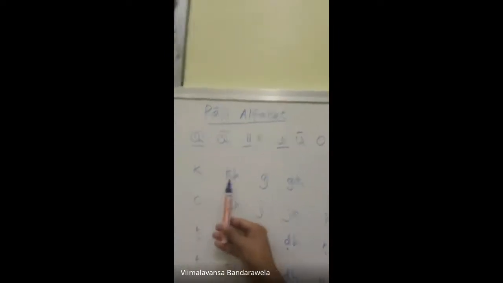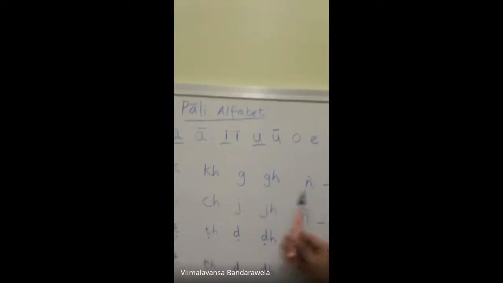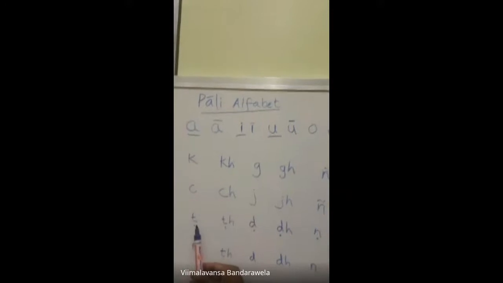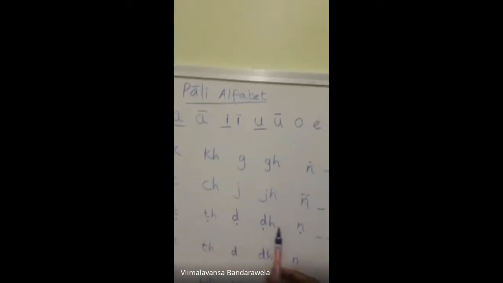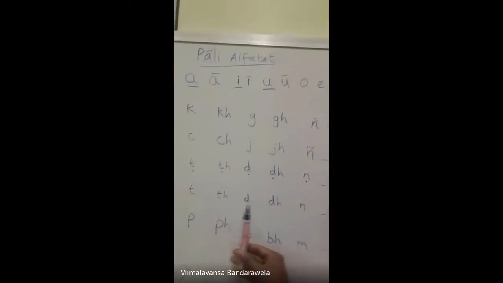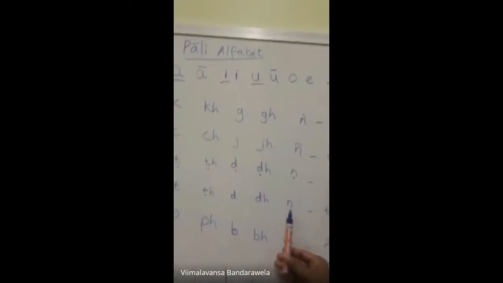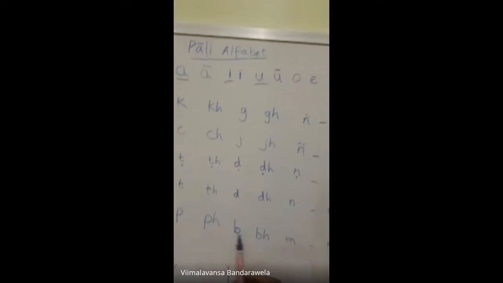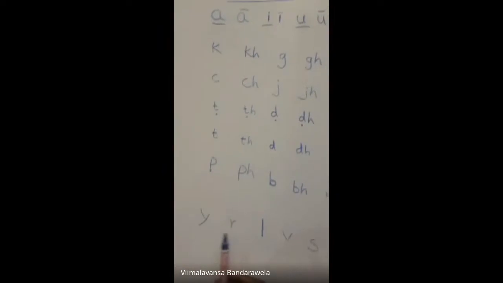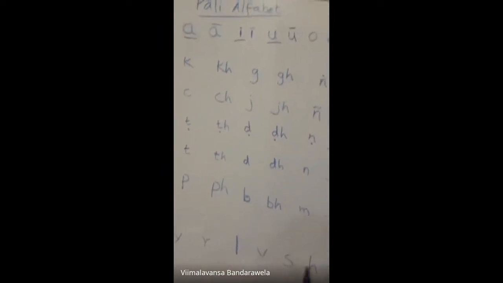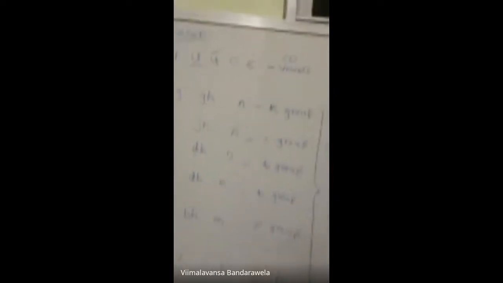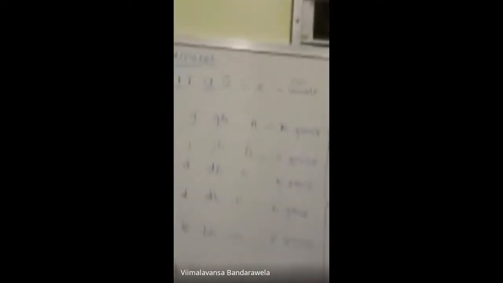Then ka, k, ga, g, na. Cha, ch, ja, j, nya. Ta, t, da, d, na. Right? Then ta, th, da, th, na, pa, ph, ba, bh, ma. Right? Then ya, ra, la, va, sa, ha, la, ang. Right? So can you please write it down, this thing?